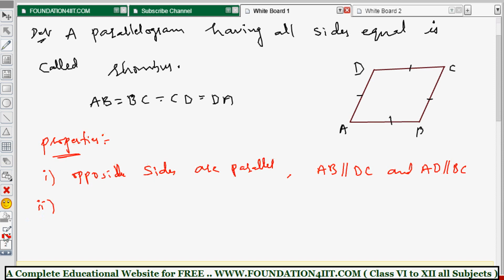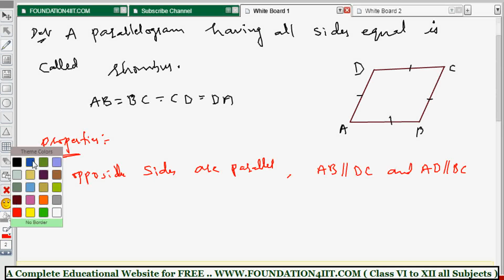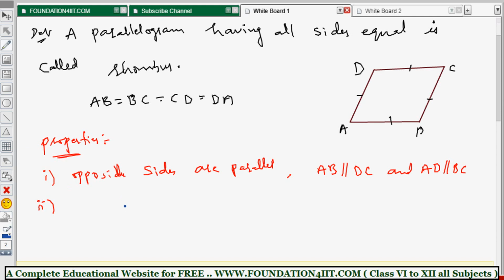And the second one, when you verify, all sides are equal. This is from the definition, because a parallelogram having all sides equal is called a rhombus. Therefore here also all sides are equal. So AB is equal to BC is equal to CD is equal to DA. All the sides are equal.